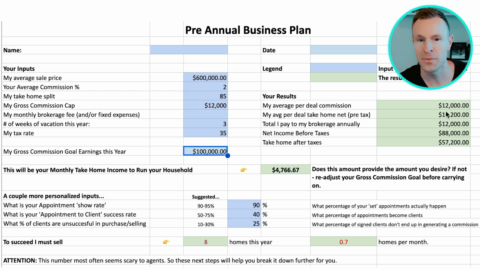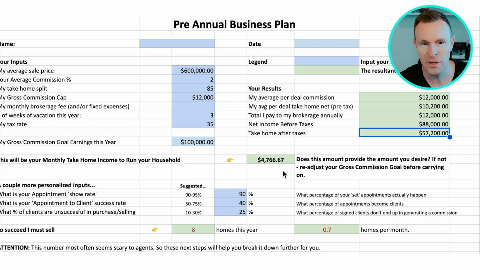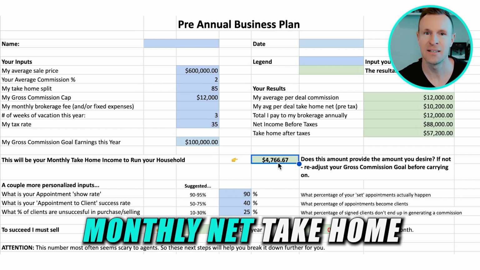$100,000, right? With an average commission, right? With $10,000 left is what you would have pre-tax after your split. The net income I would have is $88,000 before tax. You put this into your calculation, and you end up with take home after taxes. So in this case, it's $57,200. What you want to do is then divide that by 12, and you want to get up to this number here. This is your monthly net take home.